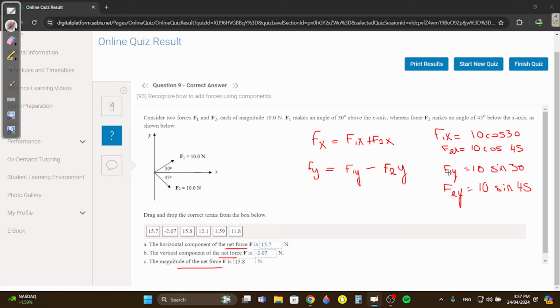That looks correct. Okay, so Fx is going to be 10 cosine 30 plus 10 cosine 45, and the total Fy is going to be 10 sine 30 minus 10 sine 45. You just put this in your calculator. For Fx, you're going to get something close to 15.7. For Fy, you're going to get something close to minus 2.07. You know, I'll do it actually.